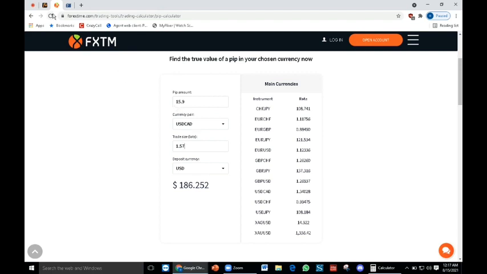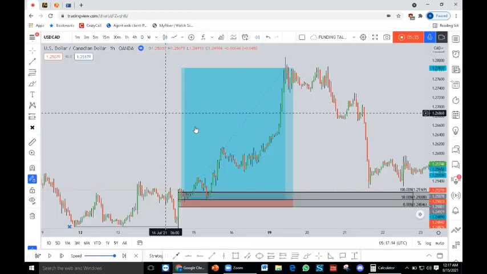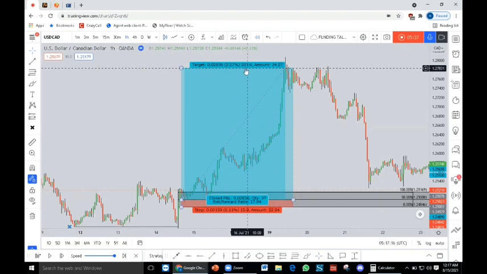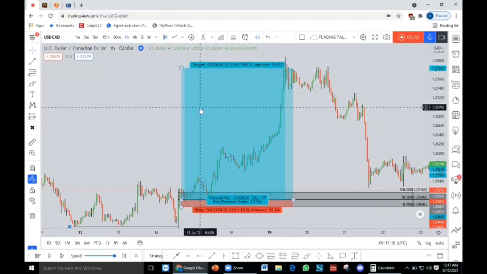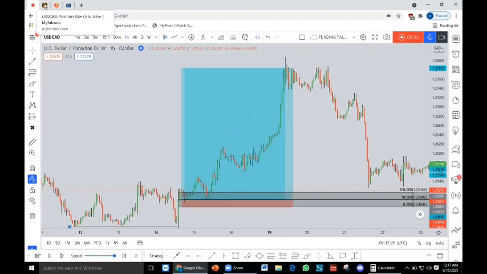All right. Now we would enter that trade with 1.57 lots. If we lose that trade, we lose $186 to $200. Now, if we win that trade, this is 283.6 pips. Sorry for the background noise, guys.